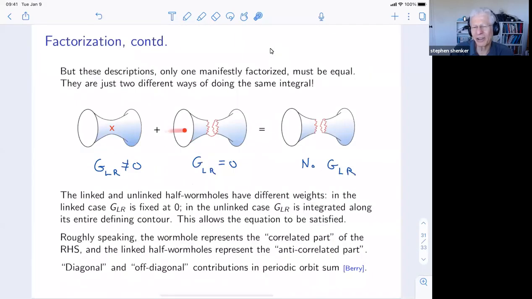It's just doing integrals on different contours. And when you do integrals on different contours, certain things can be obvious or non-obvious. Usually we do things on steepest descent contours, that's this. But because integrating G left right just gives one, sometimes it's easier to do that. So this is the hint that this model is providing about the way in which these kind of factorizing things might happen.